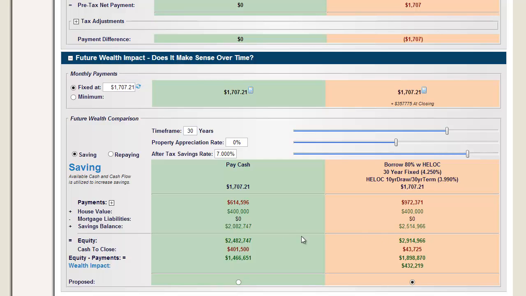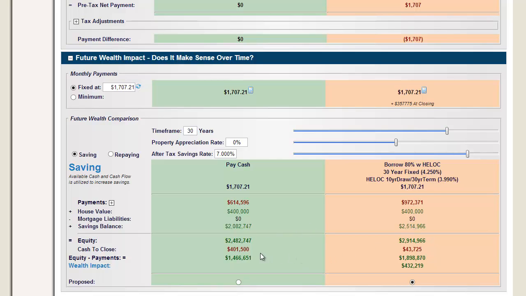But you'll notice, I'm sorry, you're going to have a savings balance. If I invest the $1,707.21 for 30 years at 7%, it's going to grow to $2 million. If I leave the $357,775 invested at 7%, it's going to grow to $2.514 million. When that HELOC payment starts to go up, we take that money out of the savings account so that we can show a net number here.